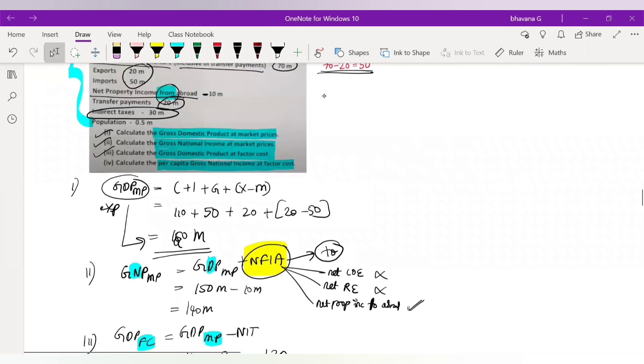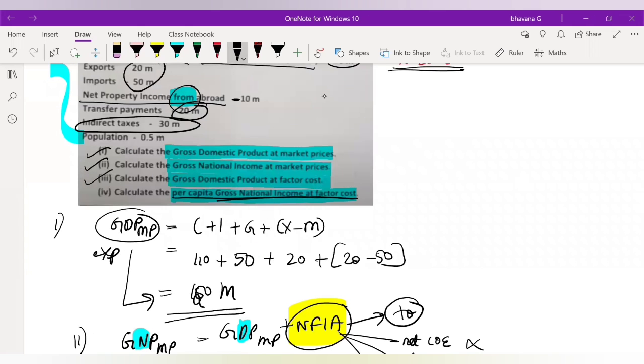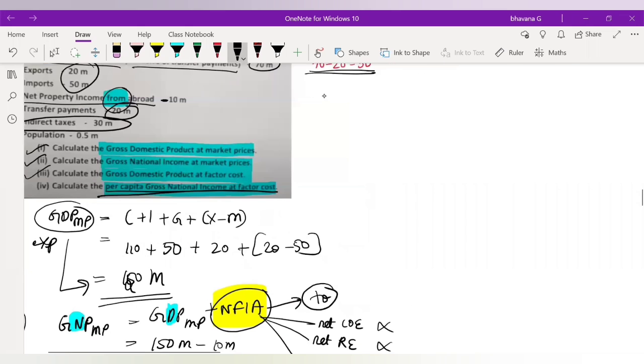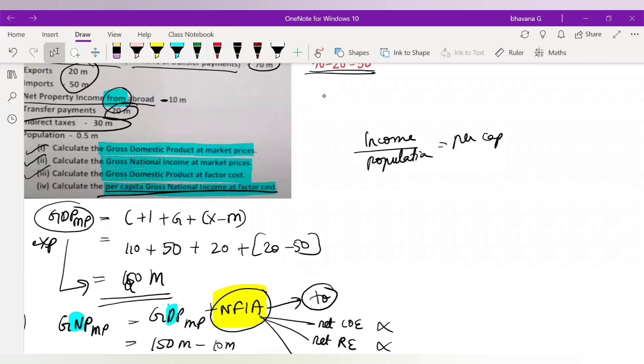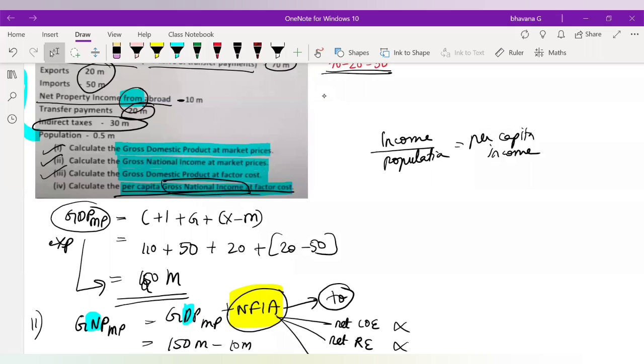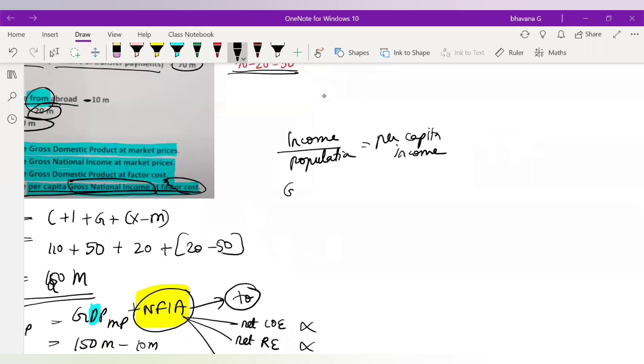Fourth one: calculate the per capita gross national income at factor cost. What is per capita income? Whatever income you have, if you divide it by the population, you will get your per capita income. Here what they have told you is to find out per capita gross national income at factor cost. So you will do GNP-FC divided by population. If you do that, you will get the per capita gross national income at factor cost.